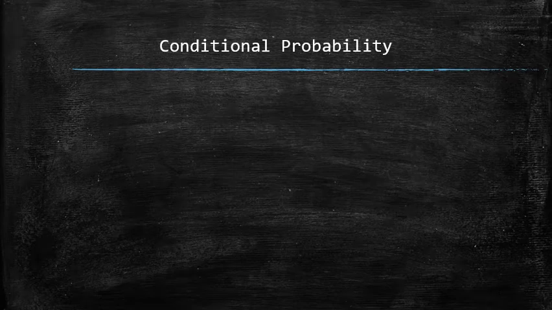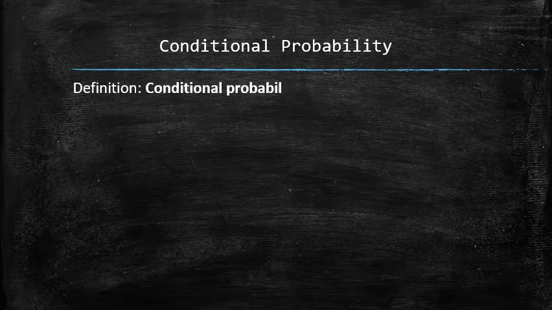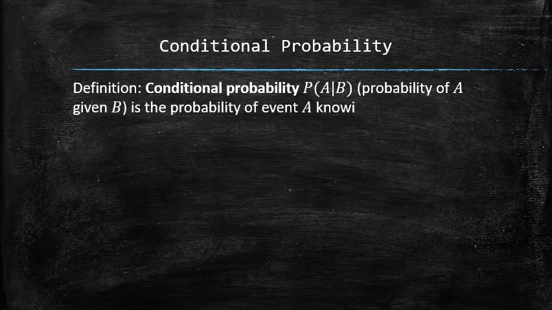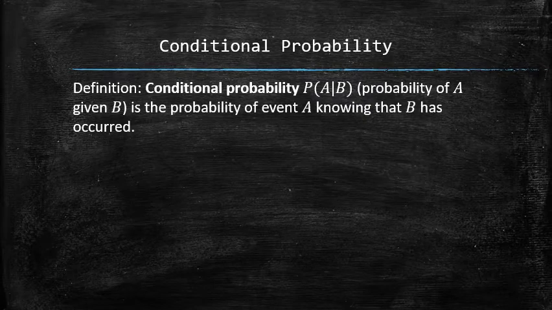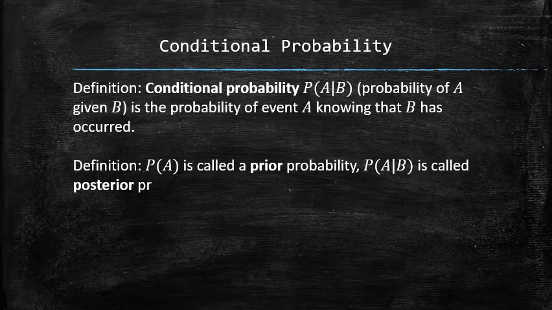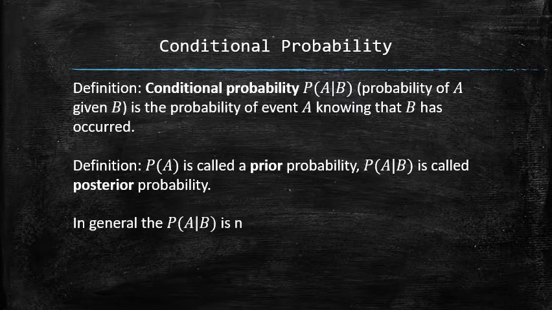We're going to start with the definition. Conditional probability of A given B, labeled as P(A | B), is the probability of event A knowing that event B has occurred. In the context of conditional probability, we call the probability of A the prior probability, and the probability of A given B the posterior probability. In general, the probability of A given B is not the same as the probability of B given A.